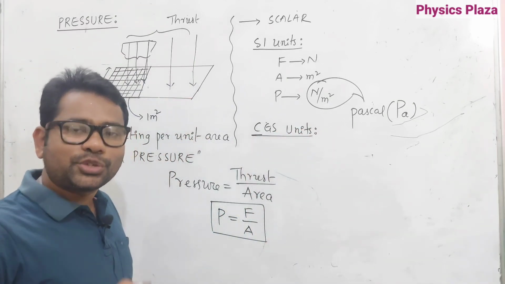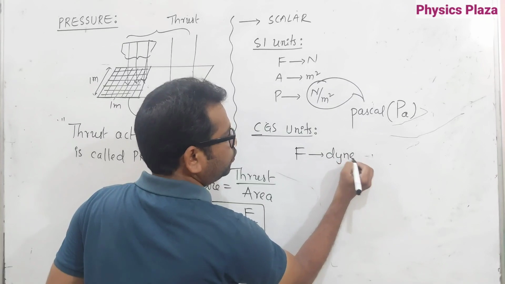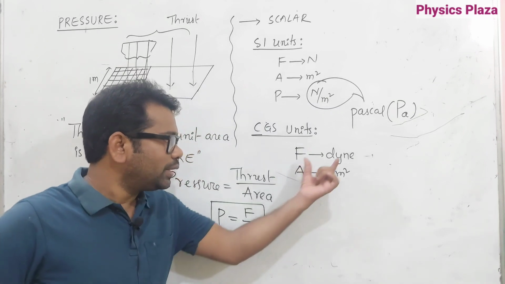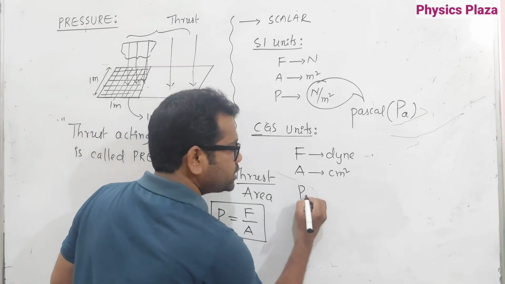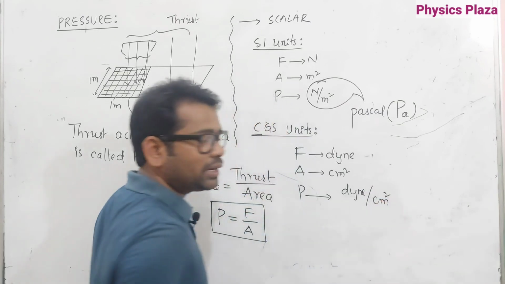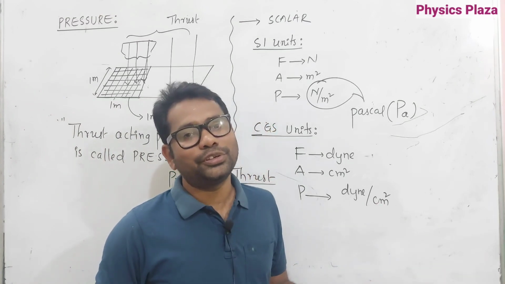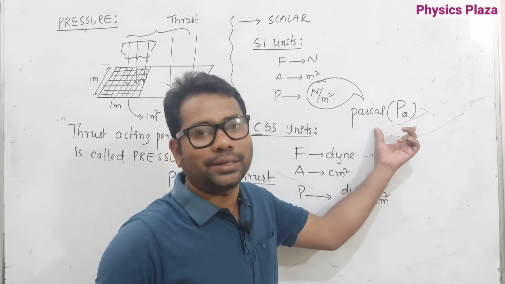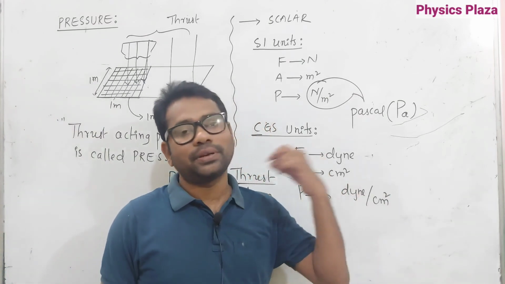Children, in the CGS system, force is measured in dyne, whereas area is measured in centimeter square. So, when you substitute dyne here and centimeter square here, we get the CGS unit of pressure, that is dyne per centimeter square. Here you may get one doubt: Sir, do we have any special name for dyne per centimeter square? No, we don't. Only for the SI system do we have a special unit, that is Pascal. Whereas in CGS, you have to write it directly as dyne per centimeter square.